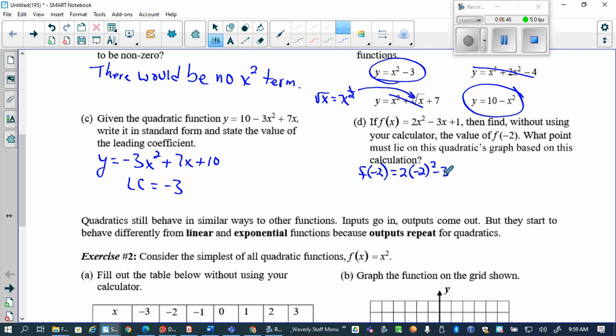I got to square the whole thing, right? So I need the negative squared as well, right? 3 times negative 2 plus 1. So f of negative 2.